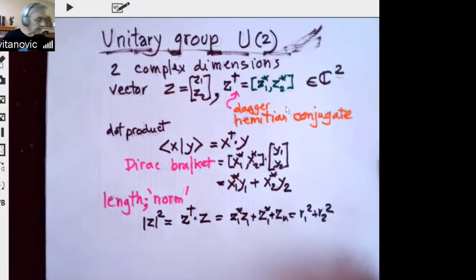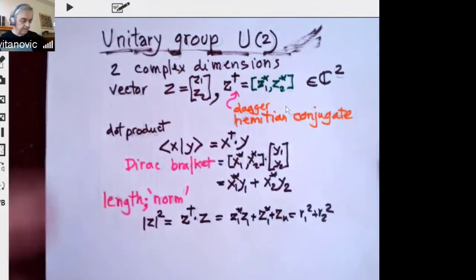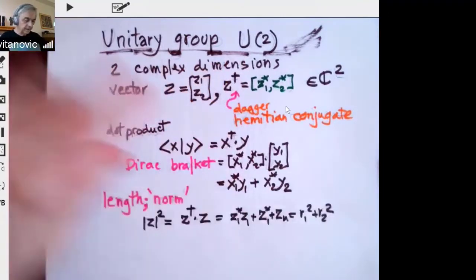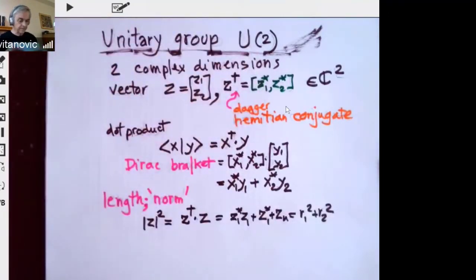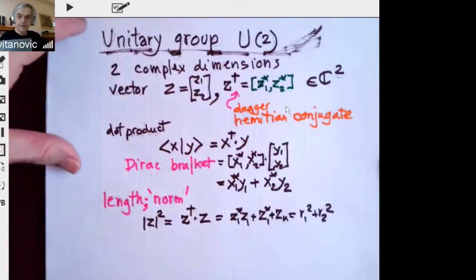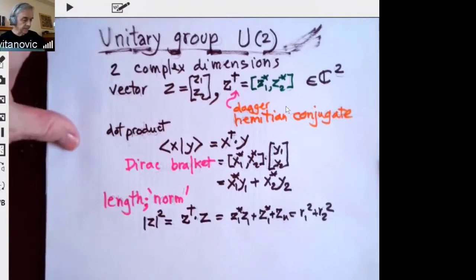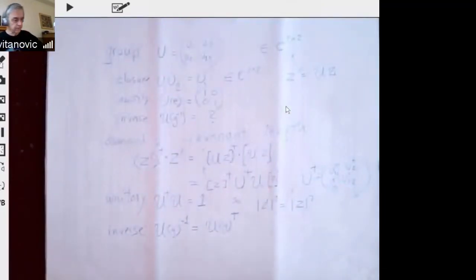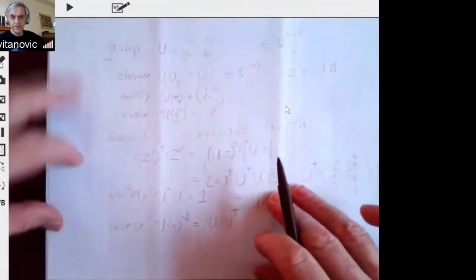Now, here the norm or length plays a non-trivial, an essential role in defining what you mean by the unitary group, because you can write all kinds of 2 by 2 matrices that multiply complex numbers and give you 2 complex numbers. But you want them to preserve the length. You define them in such a way that length is invariant. And that's the essence of group theory. Group theory tries to implement mathematically what you mean by a symmetry.